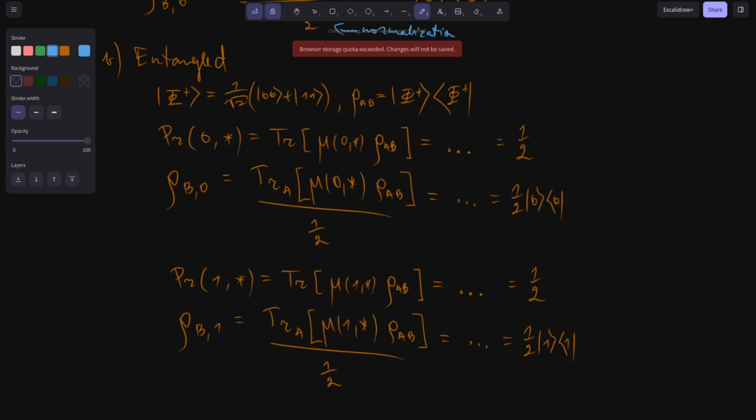So yeah, this way we can see. Oh, it's not right. This cancels out, right? Normalization. So right, we get 0 here and 1 here. We measured 0, got 0 on the other; measured 1, got 1 on the other. As it should be.